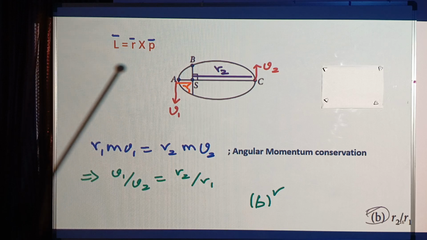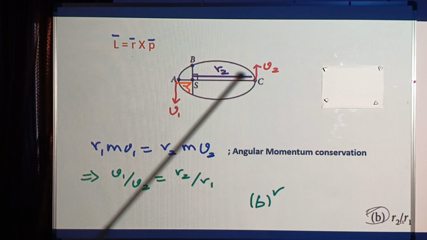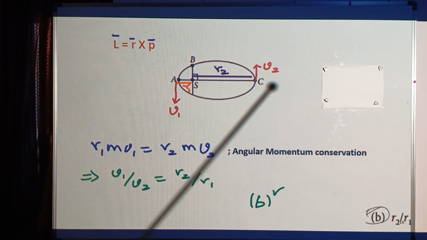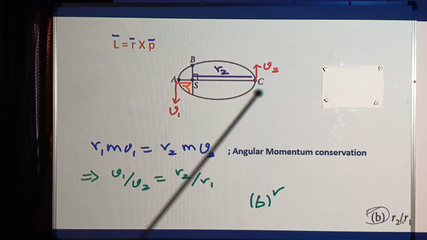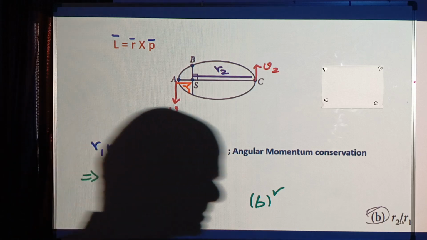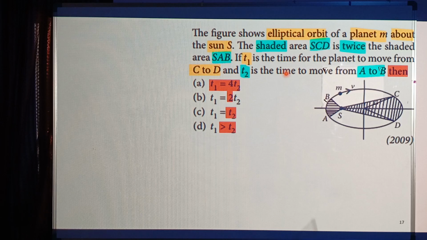Angular momentum of a system is r cross p. So this is the path of the planet around this sun. At this point, the angular momentum of the system is r cross p, which is r2 into m v2. At this point, it is r1 into m v1. So from this I get the ratio as r2 by r1. Angular momentum is conserved because there is no external torque acting on the system. This is the next question.